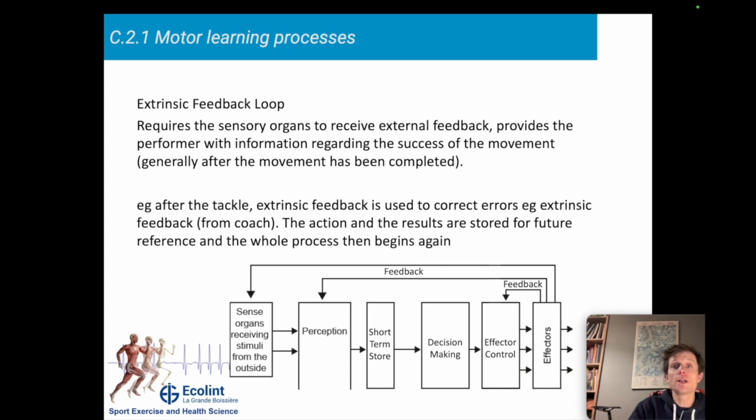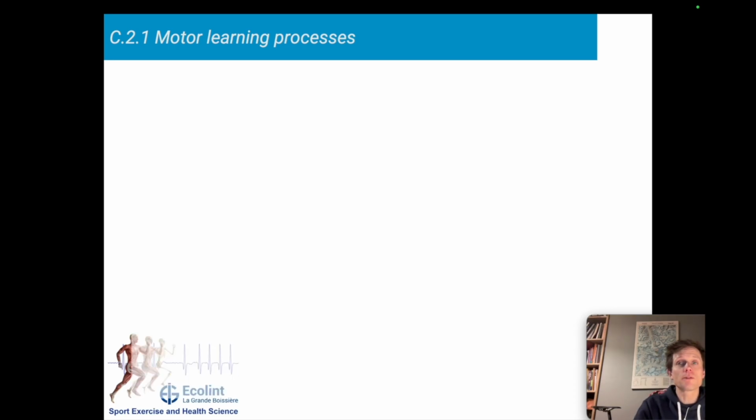For example, if we're learning to tackle in rugby, after each tackle, extrinsic feedback is used to correct errors. For example, from the coach, and this might help us to identify errors in our technique and provide future reference for improvement. Now we've talked about the different feedback loops from within Welford's model. Let's talk about the different types of feedback it's possible to receive.